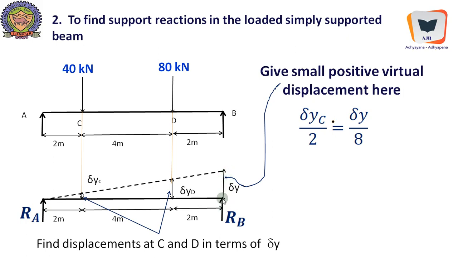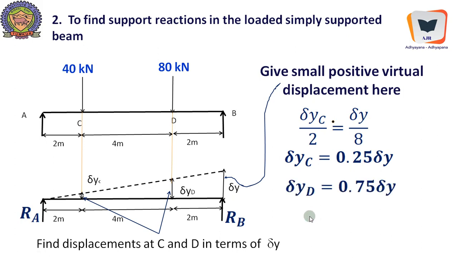This particular virtual displacement has been induced, and this is the big triangle with the base 2 plus 4 is 6, 6 plus 2 is 8. Therefore del yc of small triangle divided by 2 equals del y divided by 8, and we will get del yc equal to 0.25 del y. In the same token, we can also find del yd to be 0.75 del y by comparing.